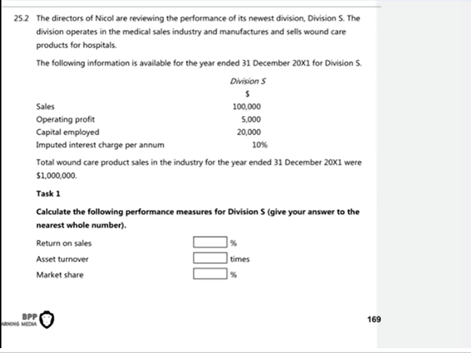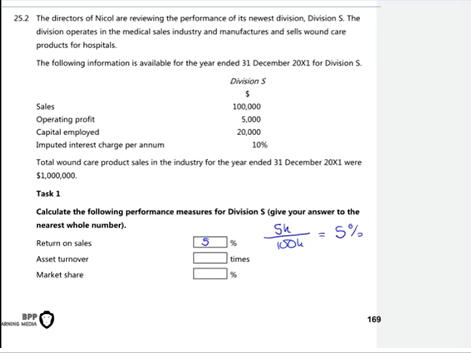Here we're asked to calculate the return on sales. So my return would be the operating profit, which is 5,000, divided by my sales figure. We're told sales is 100,000 in this case, so we're looking at 5%.